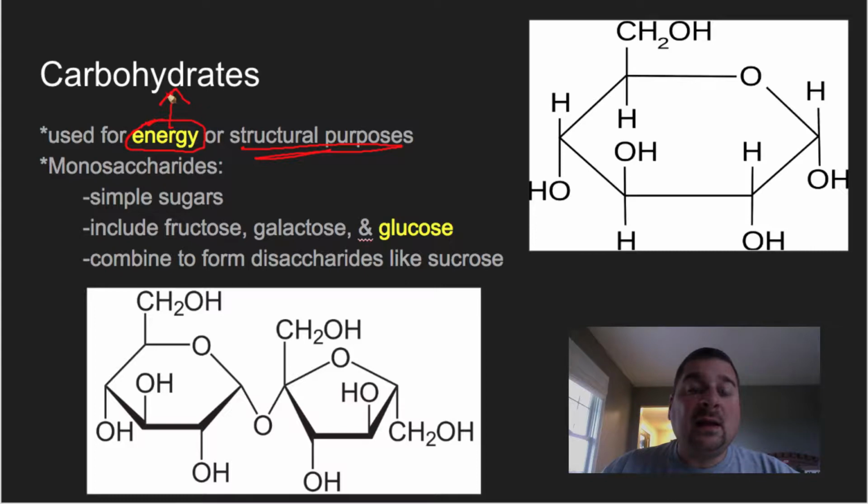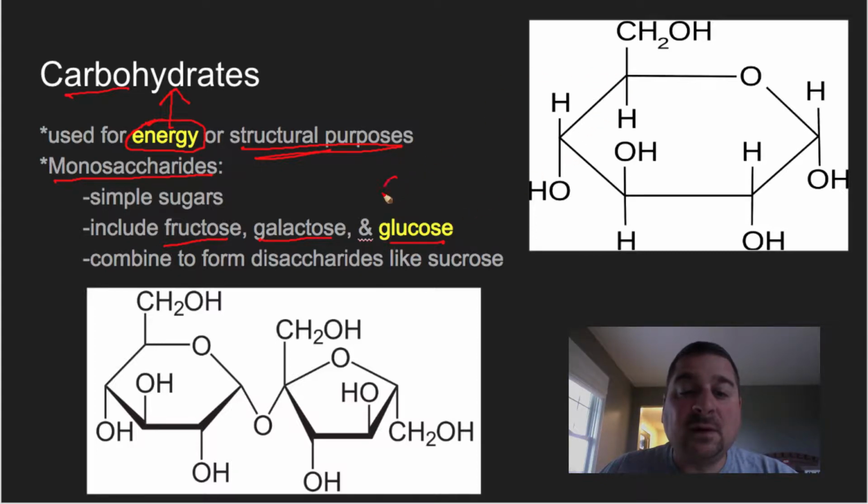Again, in the last video we talked about how these big molecules or polymers are made up of smaller subunits. That subunit for carbohydrates is called a monosaccharide. Sometimes we refer to these as the simple sugars. The three main ones you'll see are fructose, galactose, and glucose. Glucose is a very important one we'll talk about a lot in biology class, like when we do cellular respiration.